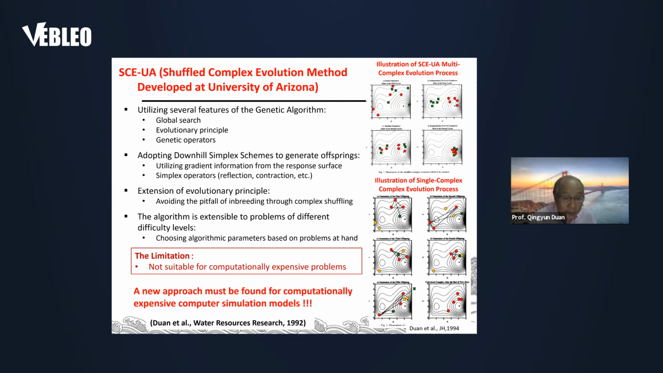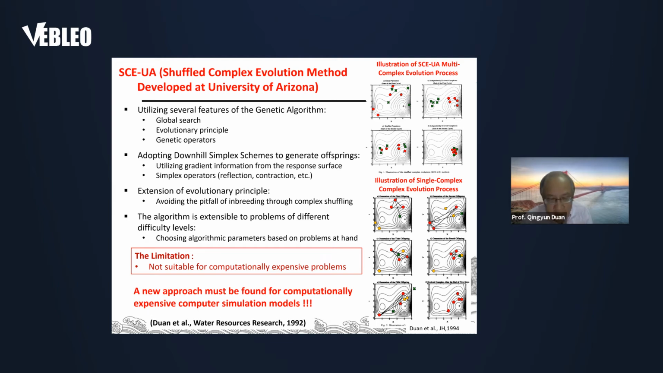And this algorithm has been very, very popular in the hydrology discipline, and is very flexible. It's extendable to different levels of problem difficulty by choosing different algorithmic parameters. If you have a very complicated, high-dimensional problem, you can use more complexes. And if it's a simple problem, you just use one complex. One complex is very similar to simplex kind of methods, very efficient, with very fast convergence. But still, there is a limitation. It's not suitable for computationally expensive problems.